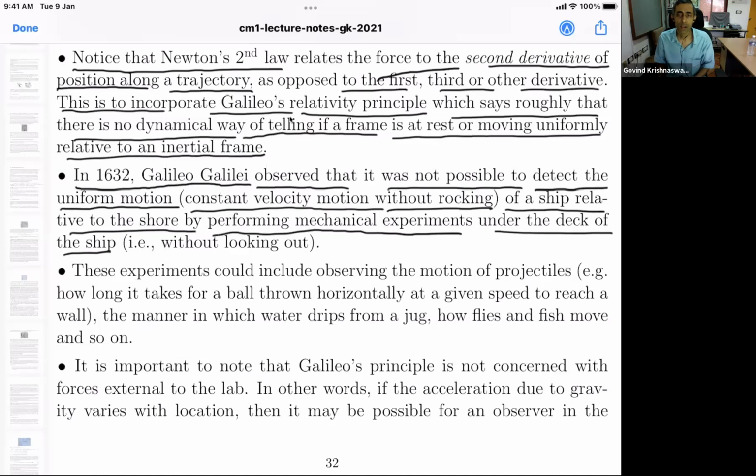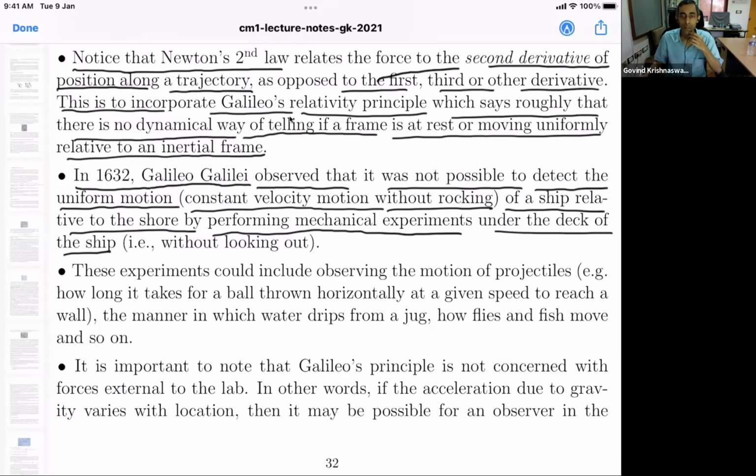And the reason he says under the deck of the ship is because he doesn't want you to look out of the ship or concern yourself with any external influences. You're only allowed to do experiments with particles and bodies inside the ship. In fact, he describes the procedure. He says you take with you a bottle with water and a big bowl, and you take some fish in the bowl, and also you carry some butterflies or some flies with you. Take them all and keep them in this room under the deck of the ship.